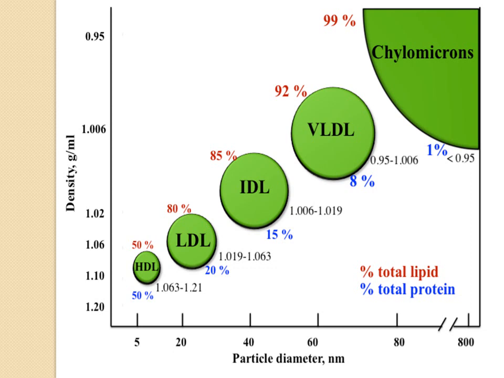The highest percentage of triglyceride is in the chylomicron, followed by the very low density, then the intermediate density, then low density and high density lipoprotein. Protein is lowest in the chylomicron, then in the very low density, intermediate and low density, and highest in the high density lipoprotein. So in the high density lipoprotein, about half of its content is protein, about 50% of it is protein while 50% is lipid.